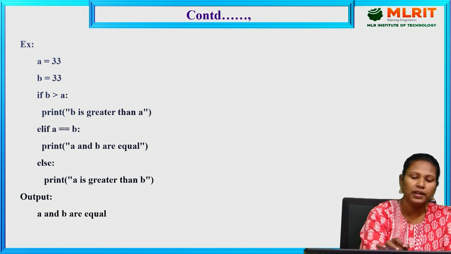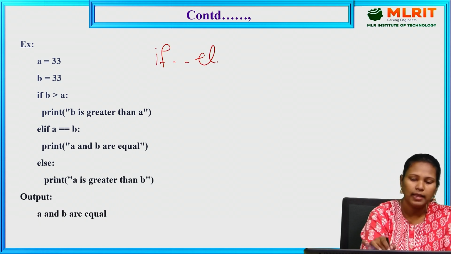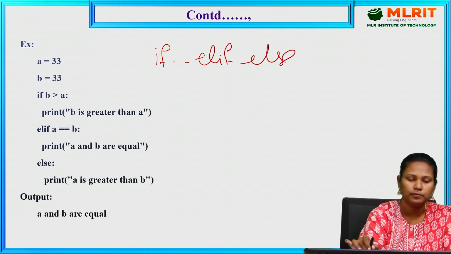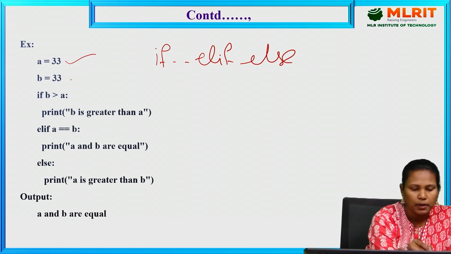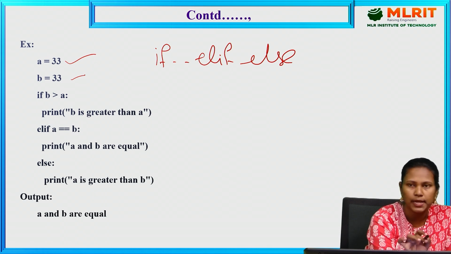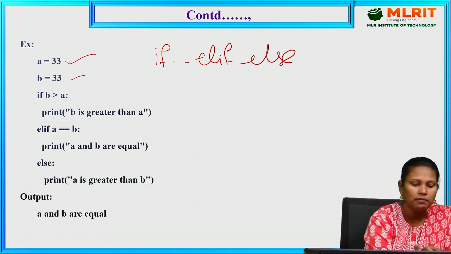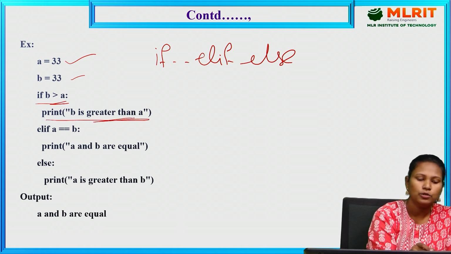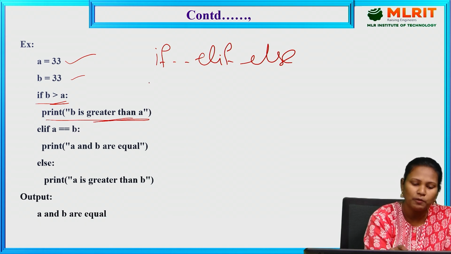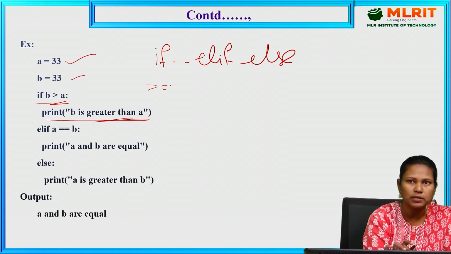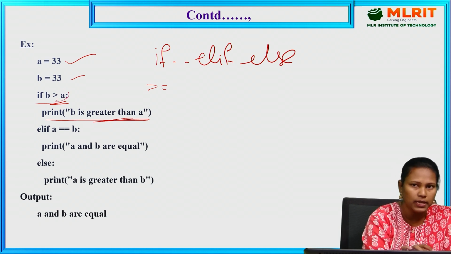So, an example for if, elif, else. Now a equal to 33, b equal to 33. So we assign two variables a and b, and both have the same values, so it is stored in the same location only. Now if b greater than a, print b is greater than a. Both are the same. If you use greater than or equal to, it prints both are equal. But we have the condition b greater than a, with b equal to 33 and a equal to 33. Both are the same. That's why the condition failed.